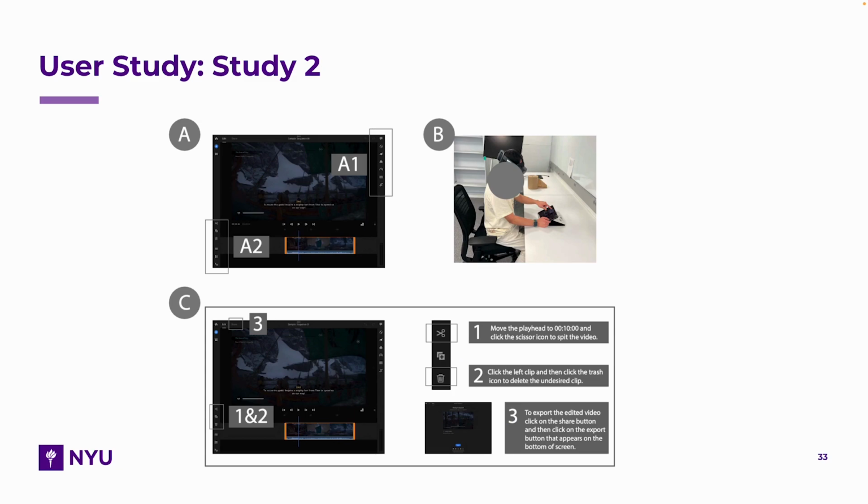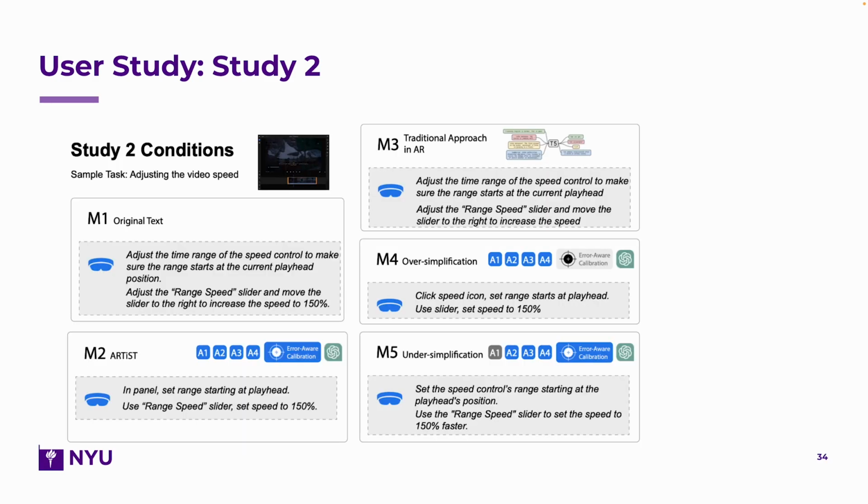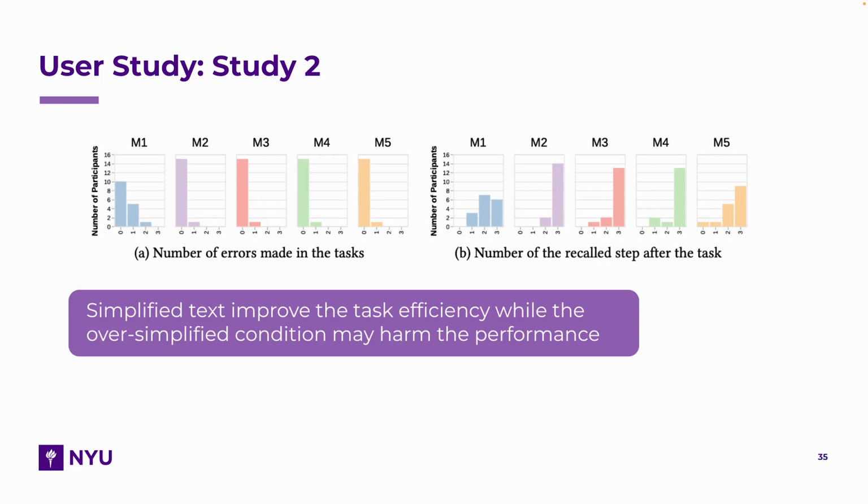In the second study, we asked the participants to edit the video based on the instructions shown on HoloLens. We added three new conditions, which are the oversimplification, undersimplification, as well as the traditional simplification techniques. We find that the simplified text generally indicated better performance. However, for the oversimplification condition, it receives very distinct feedback. Some participants favor it because it is very clear and short. However, others may feel it is too simple and miss some important information. This further validates our first design guideline.